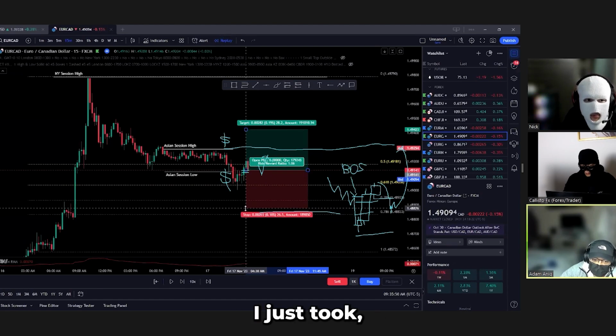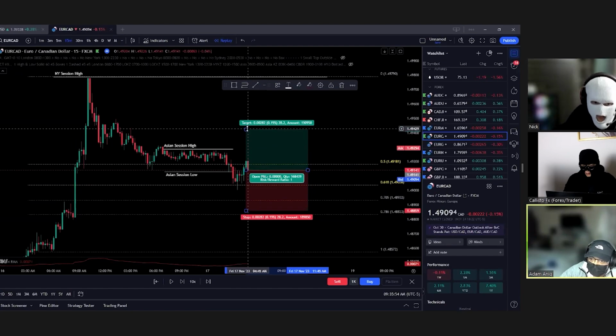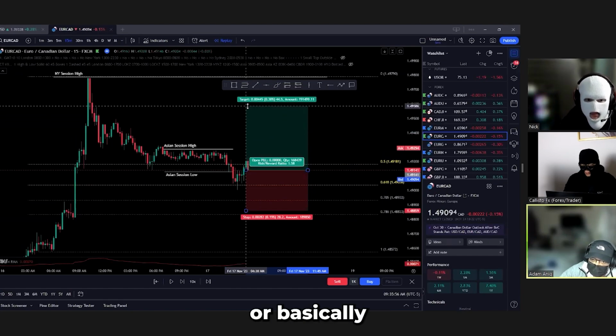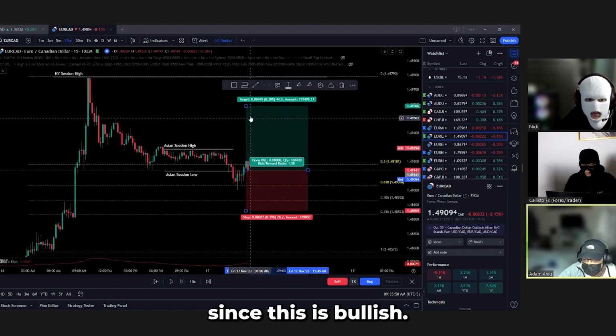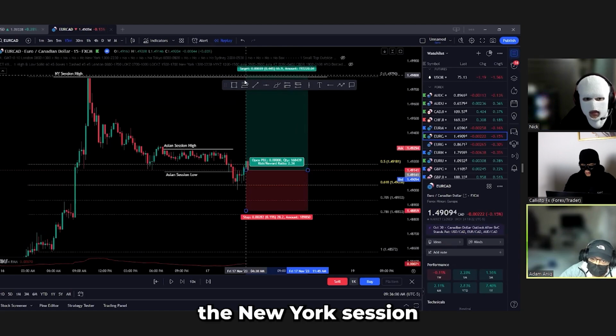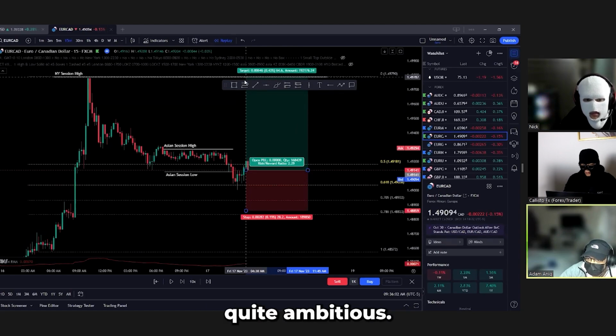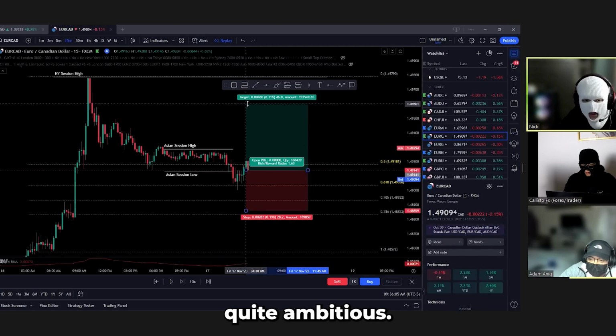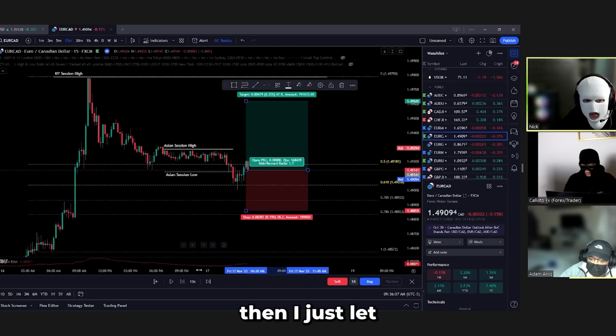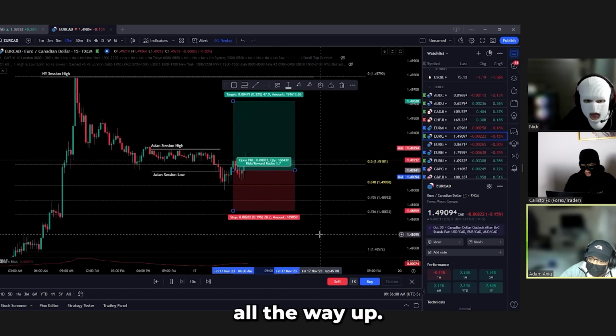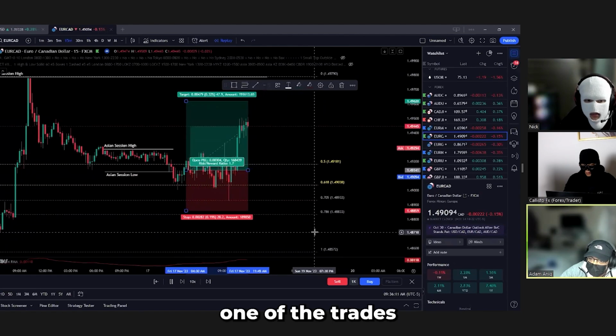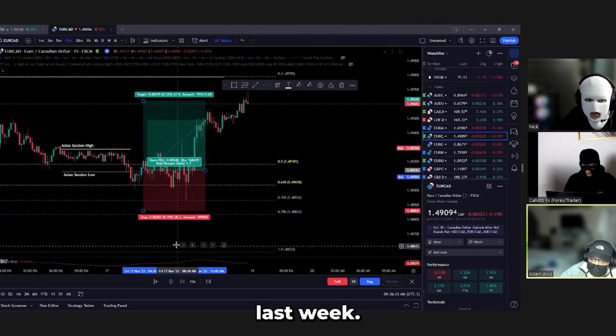So for me, I put the stop loss at this demand zone here. Then I targeted 1:2, or basically, since it's bullish, I wanted to target the New York session high, but I don't know, I was quite ambitious. So then I just let the trade run basically all the way up. So that's one of the trades that I took last week.